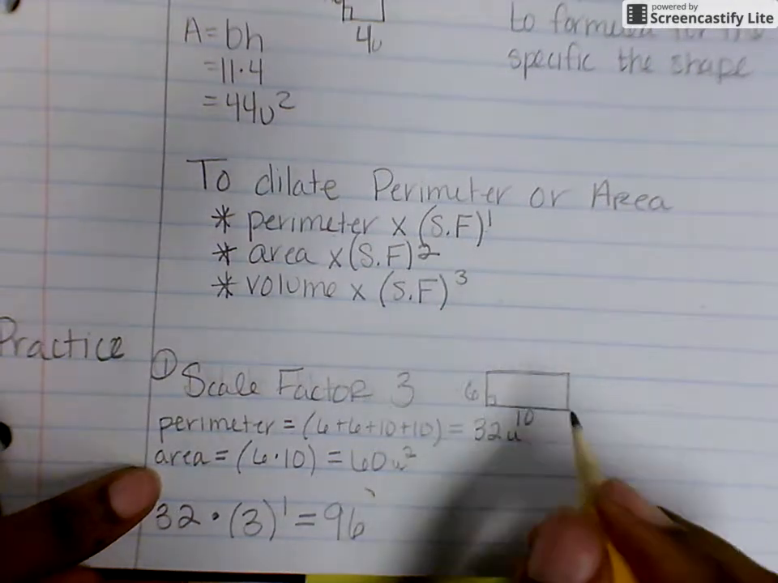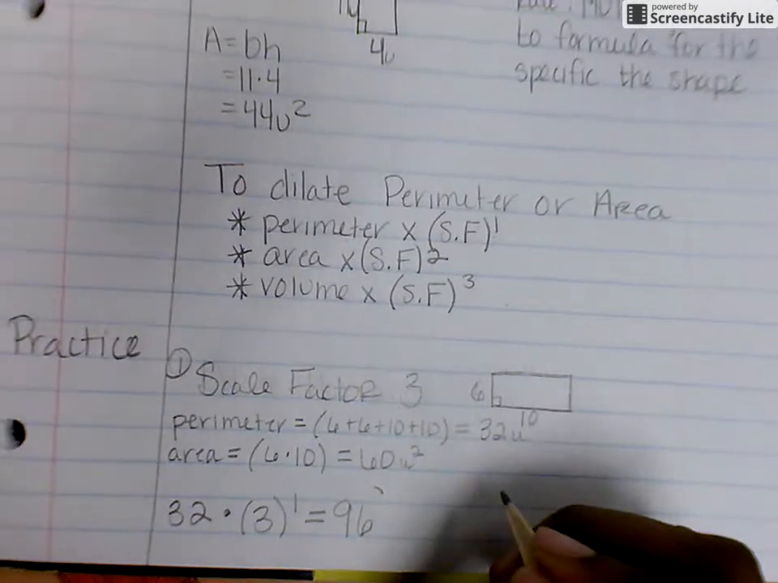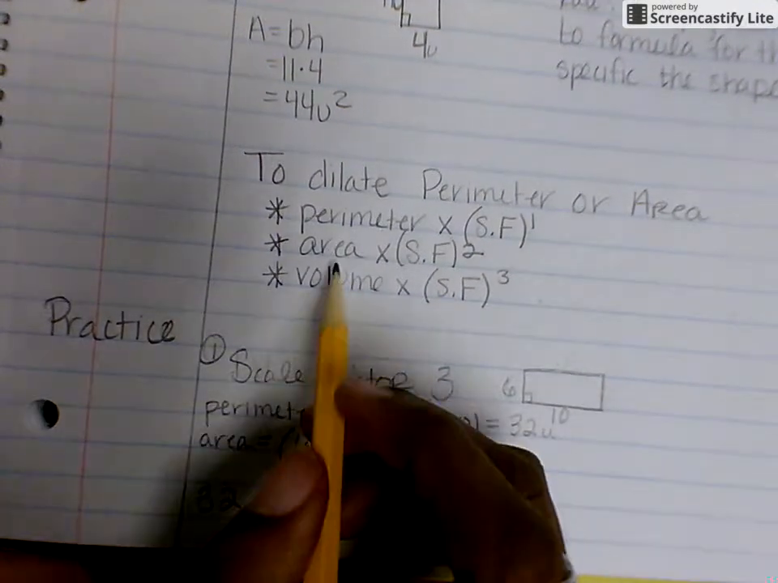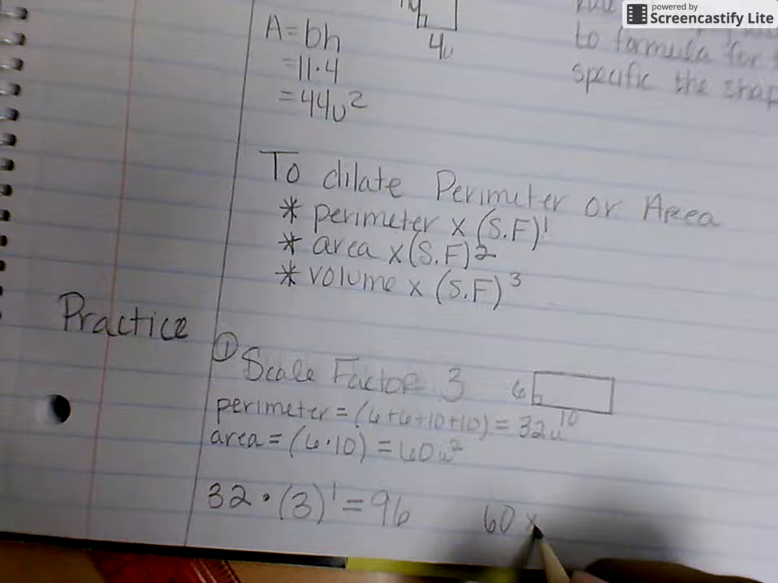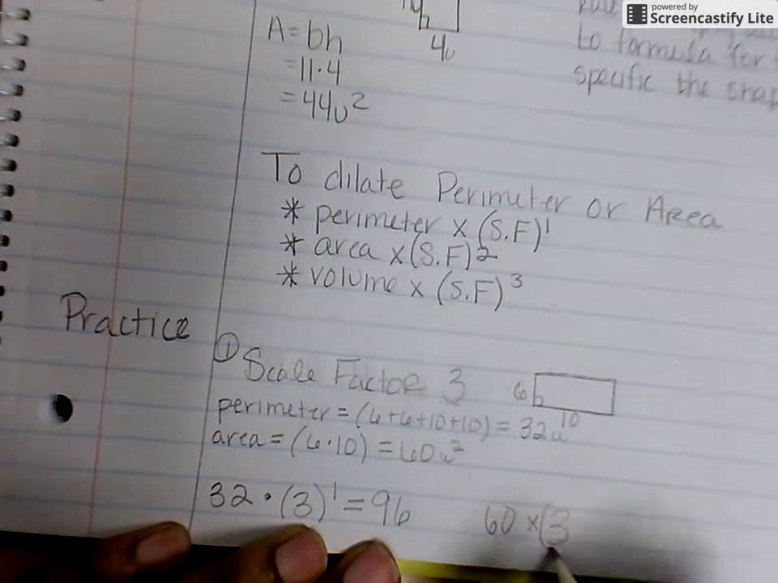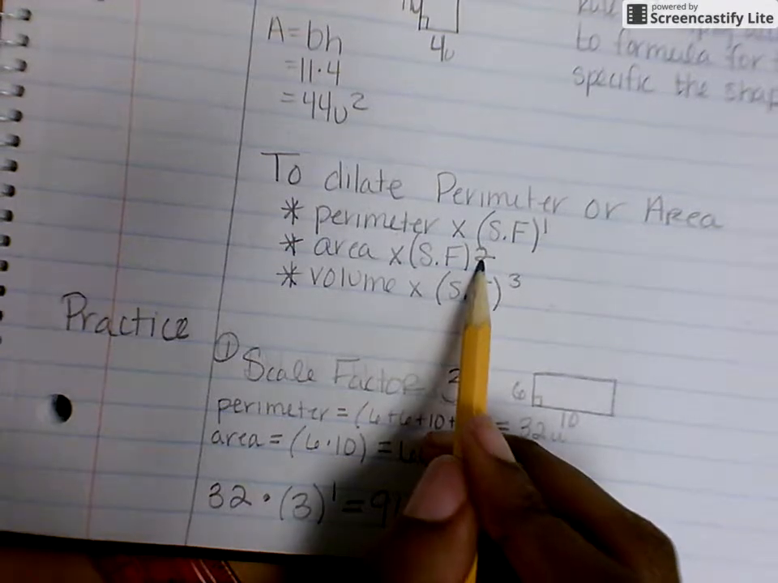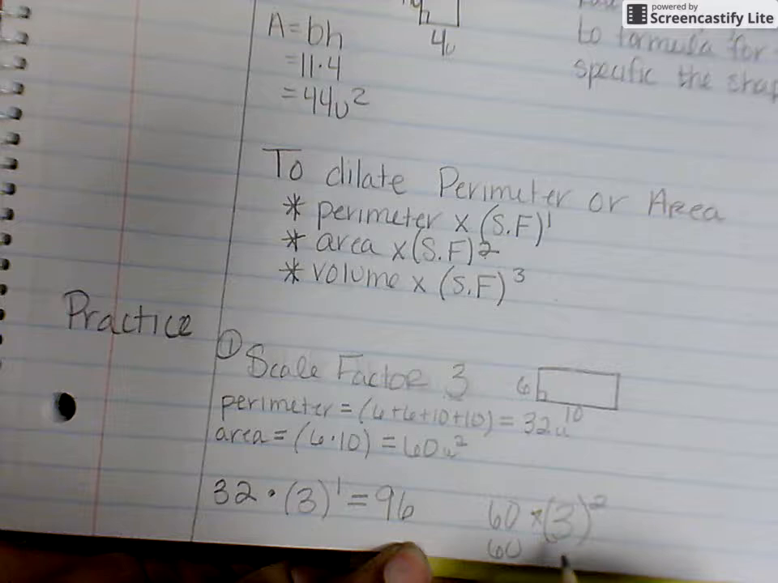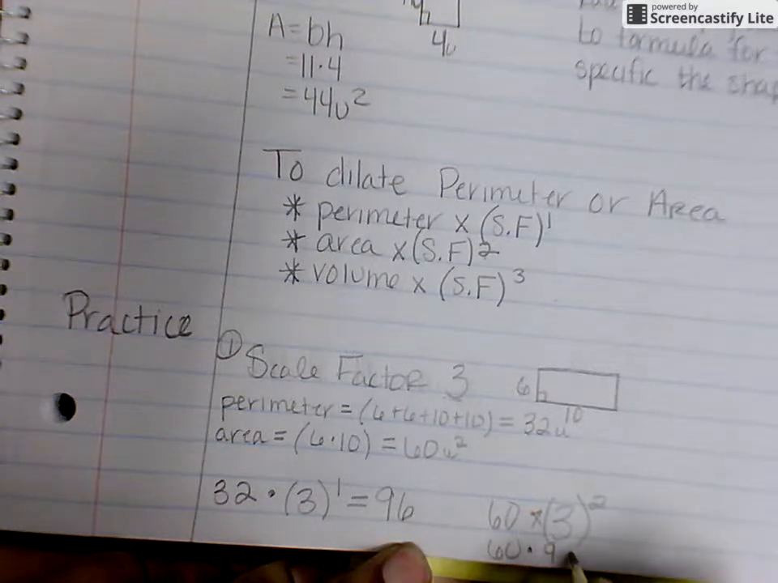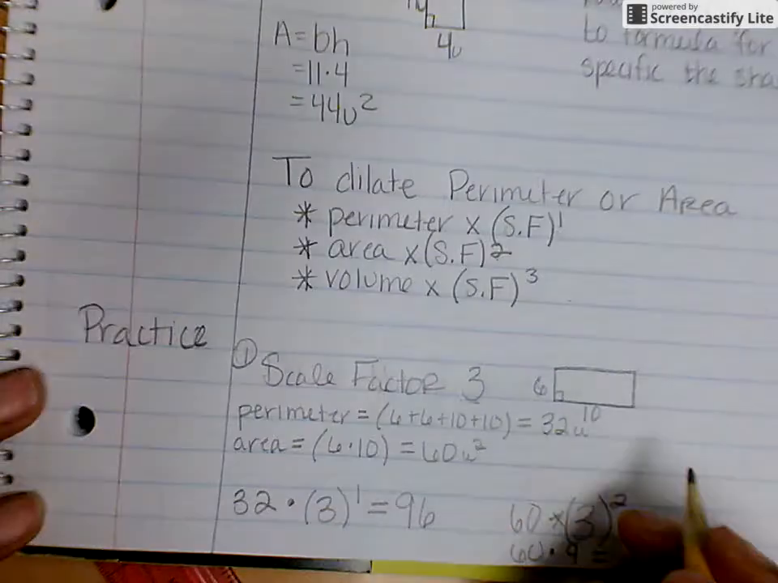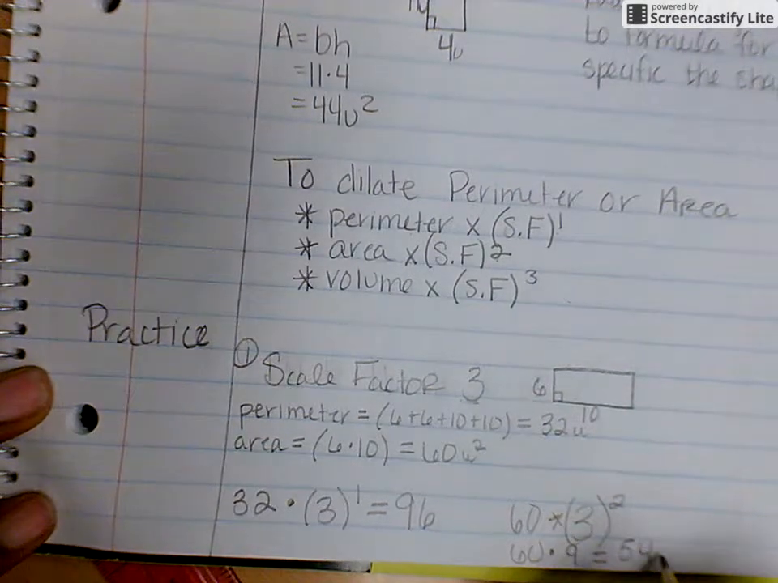Then we're going to find and dilate the area, which is 60. So let's use our formula. 60 times the scale factor. What was the scale factor? It was 3. So 60 times 3. And since this is the area, I need to square it. So my question to you is, what is 3 squared? It's 9. So you end up doing 60 times 9 and get a total area of 540 units squared.